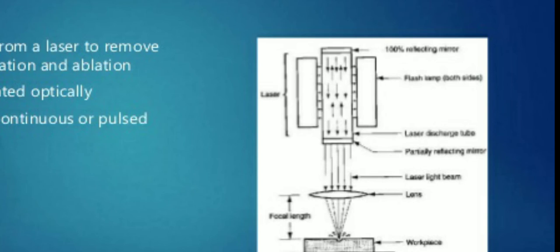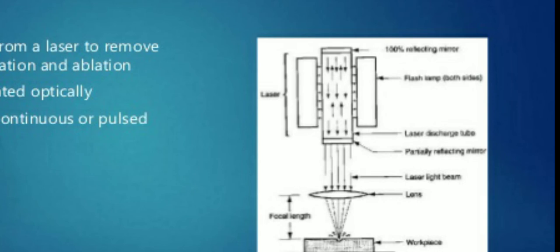Then this will go into the lens medium, and the lens will be focusing on the material where you want to remove it. This process will be carried out throughout the metal removal, until the process is stopped. Otherwise, the process will be continued.